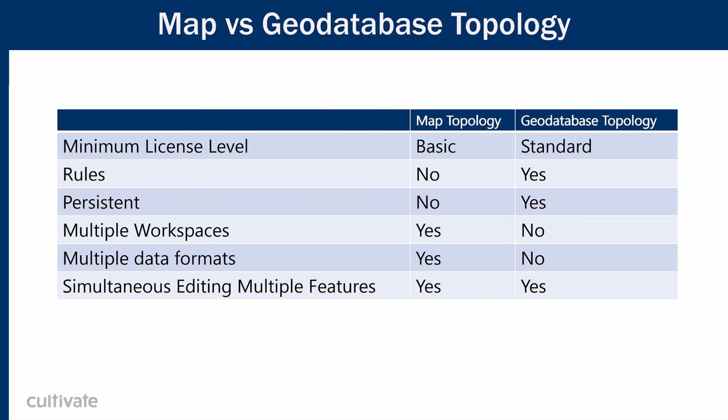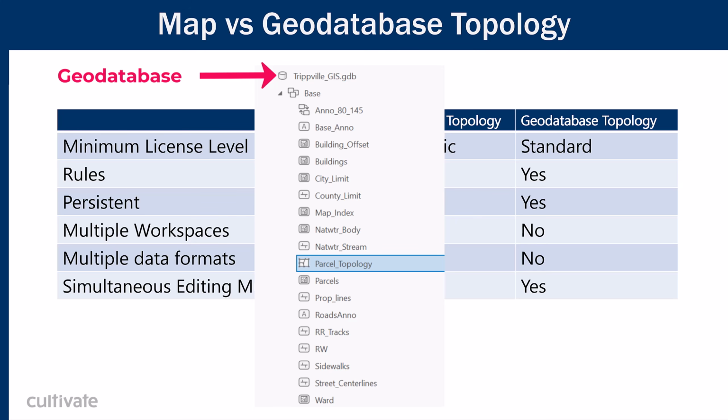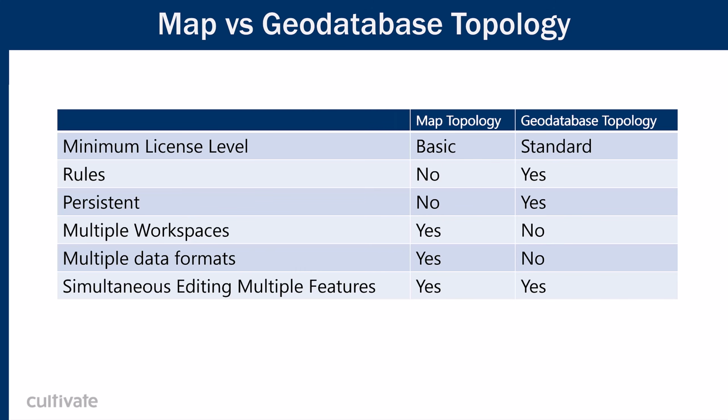The geodatabase topology is limited to a single geodatabase, and even more so because it's limited to a single feature data set within that geodatabase. So only the feature classes that are inside that feature data set can take part in that topology. So this reduces some of the editing flexibility of the geodatabase topology. But don't forget, the geodatabase topology does have the ability to do the validation of the data, where the map topology doesn't. So you get that trade-off of flexible editing versus validation in there.